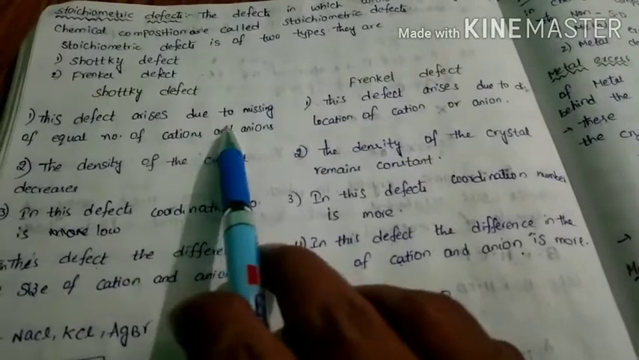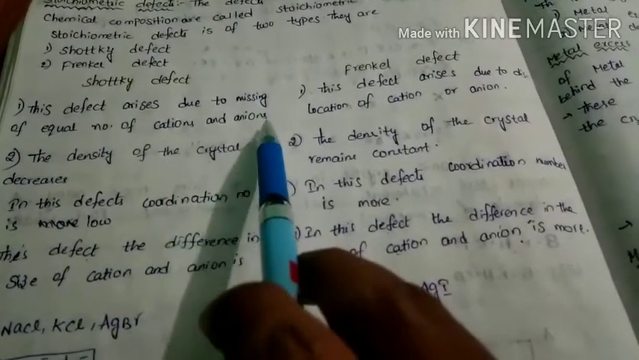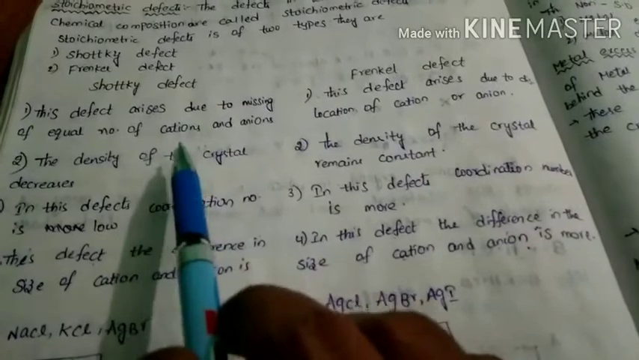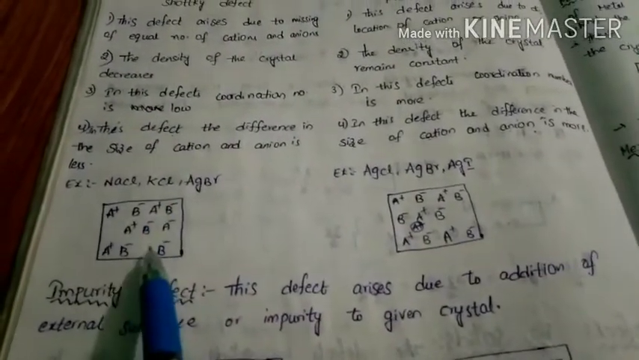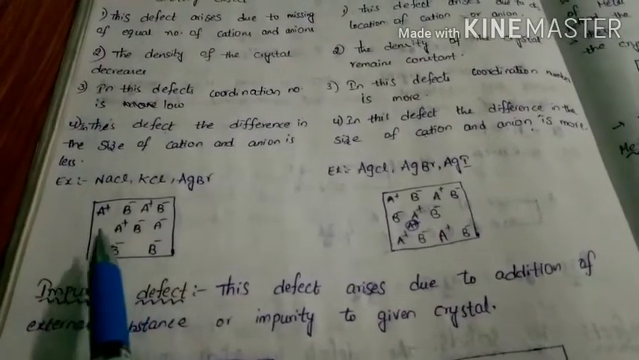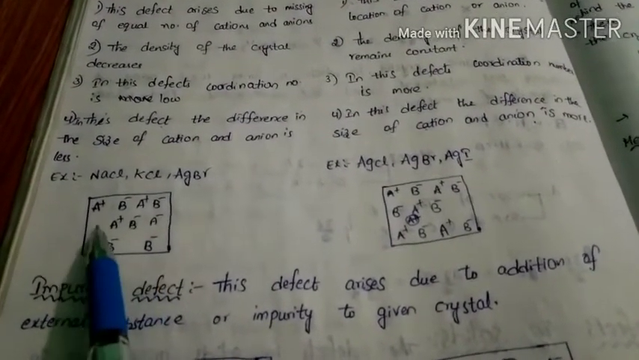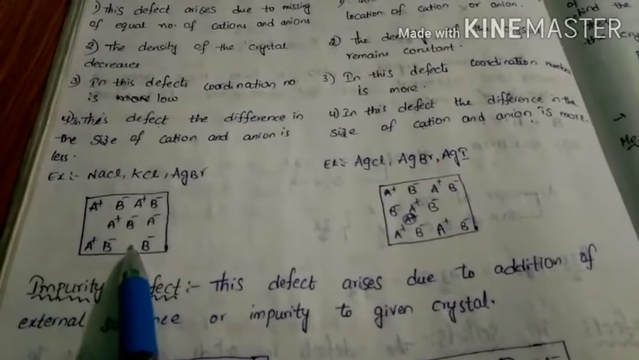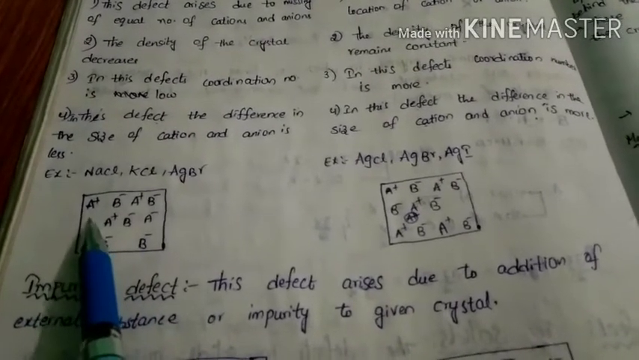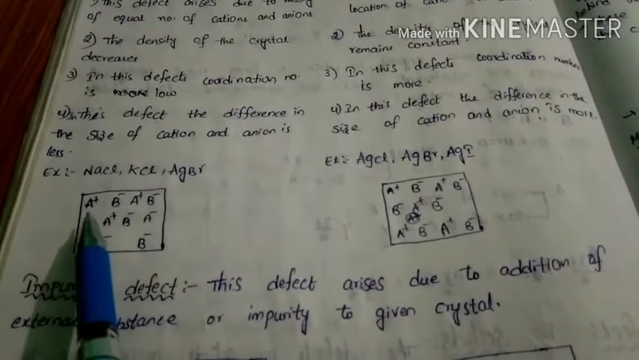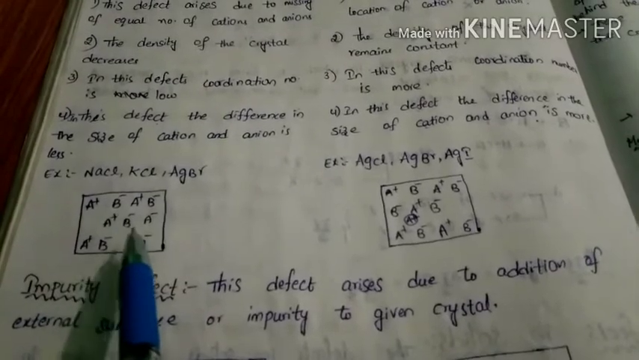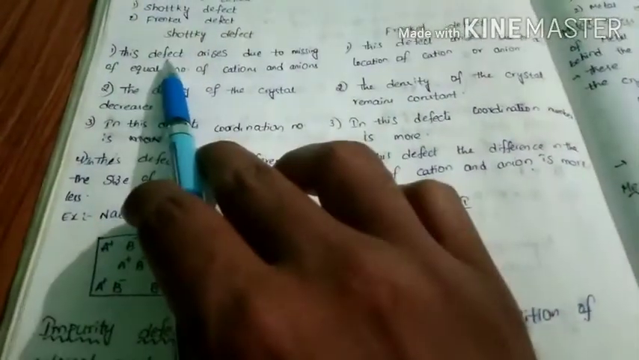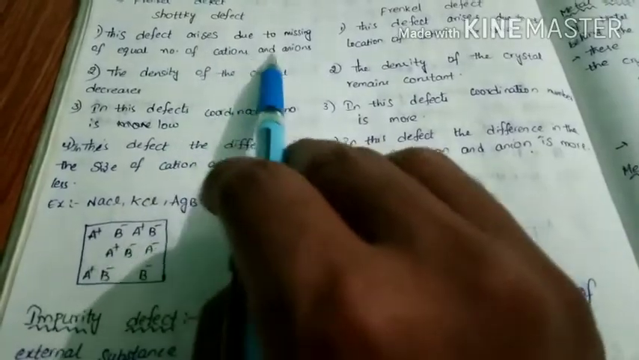This defect arises due to missing of equal number of cations and anions, and is called Schottky defect. For example, I take one crystal A+ B- A+ B-. In this crystal, see here two vacancies are there. Here B- escaped, here A+ escaped. That means one cation and one anion are missed, or two cations and two anions are missed. Then such a defect is called Schottky defect. That is the meaning of the definition.